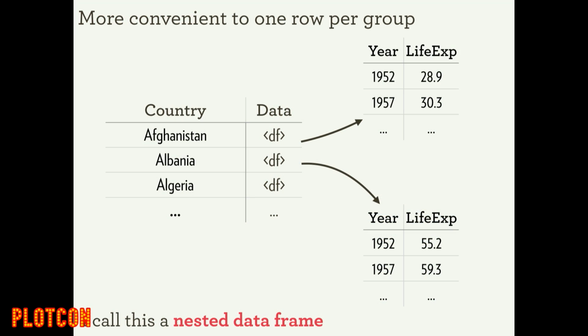And so I think we're going to move into what I call a nested data frame. So instead of having one row per observation, we're going to have one row per group. And so now this data frame is going to have two columns. One is going to identify the group. Here we just have a single variable that identifies the group, the name of the country, and then we're going to have the data for that group stored inside of this list, inside of this data frame. So I call this a nested data frame because you've got data frames inside data frames.